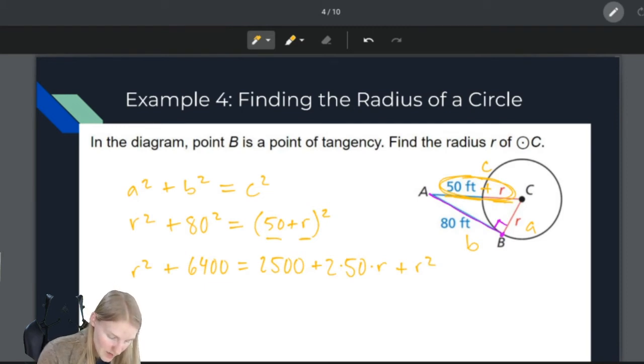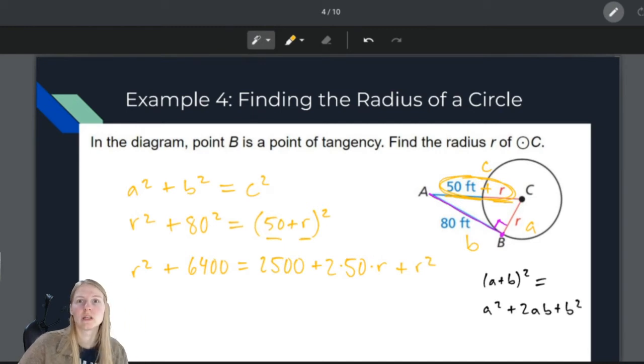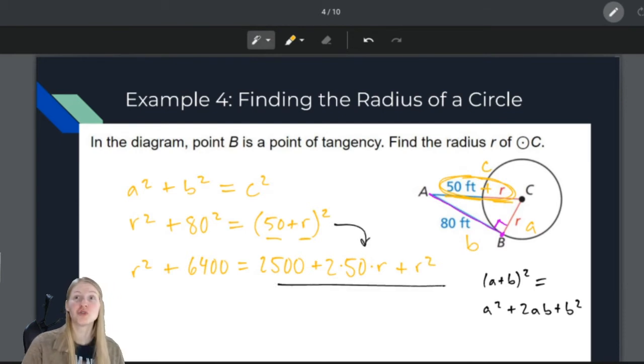If you don't remember that, this is the sum of squares pattern. If you are confused about this part right here, getting from here to here, you should go watch the geometry video that I made from 2 days ago. In fact, I'll put a link in this slide to that video for you.